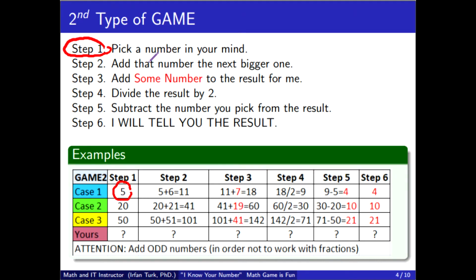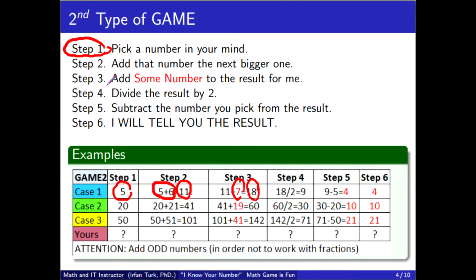And then we say to add to that number the next bigger number, which is actually a consecutive number. Those numbers should be consecutive to each other. So if that person picks 5, then the next number is going to be 6, of course. And if that person adds that 6 to 5, then the person is going to get 11. And then you say, okay, add some number for me to the result. Well, this time, the number has to be an odd number, like 7 in this case. So if the person adds 7 to the 11, the person is going to get 18.